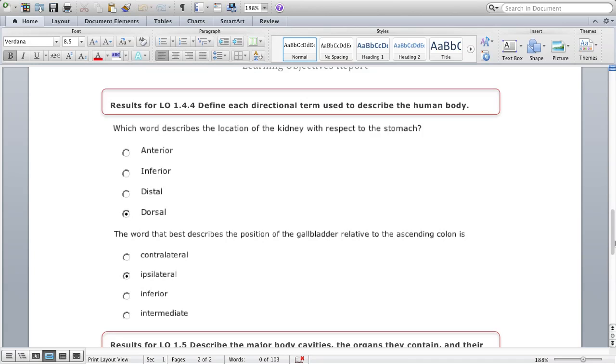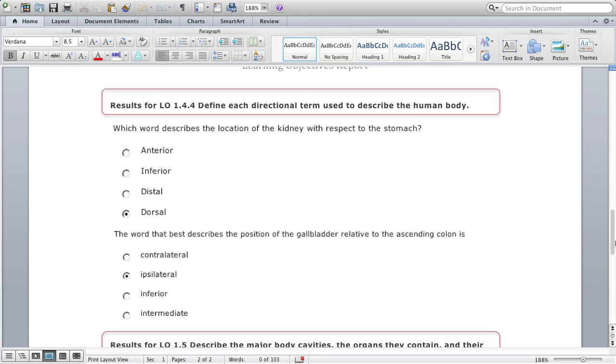I think the most chosen incorrect answer would be inferior, because if you look at pictures in your textbook, sometimes it will take out the stomach or go around the stomach so that you can see behind those organs to see the kidneys. And the lower portions of the kidneys are inferior to the stomach, but the most correct answer would be behind or dorsal.